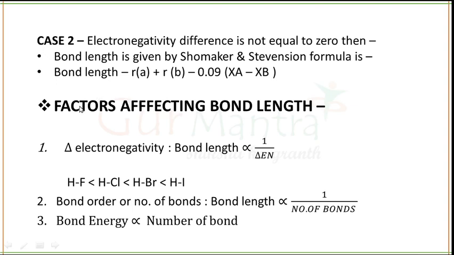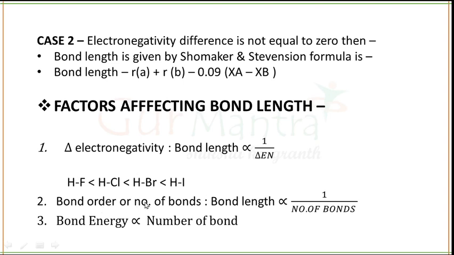Now, the factors that affect the bond length. Number one factor is electronegativity. Bond length is inversely proportional to the difference of electronegativity, which means if you increase the electronegativity, then the bond length will decrease, as in this particular example.